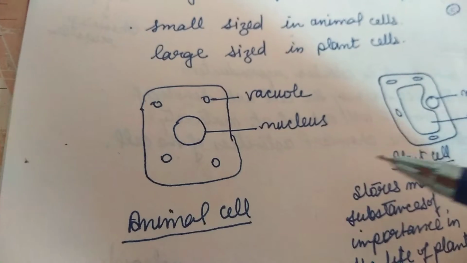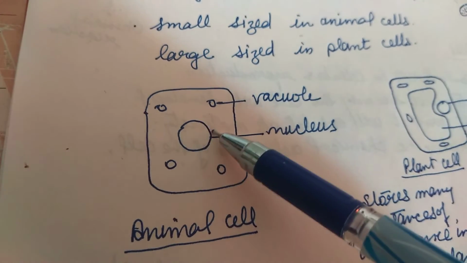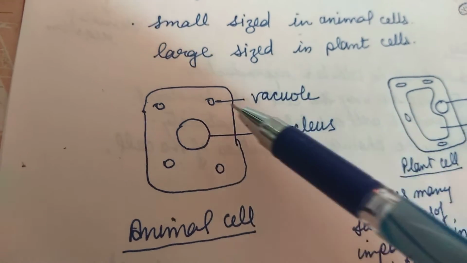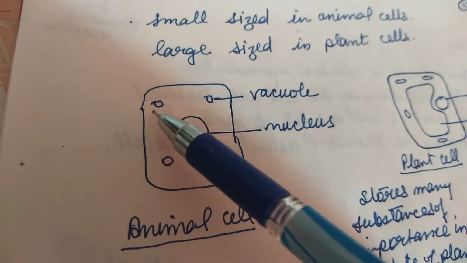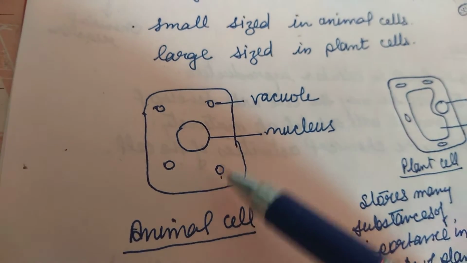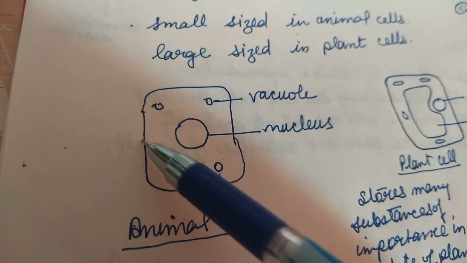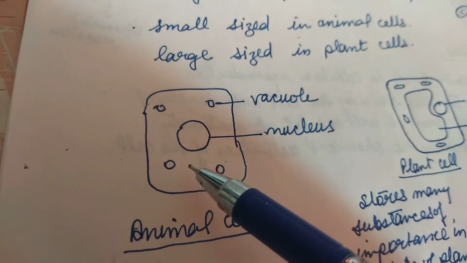If we talk about this animal cell, if roughly we have drawn this animal cell, with a central nucleus, see, there is one vacuole, another vacuole, one more vacuole. So these are vacuoles. They are smaller in size and more in number in animal cells.